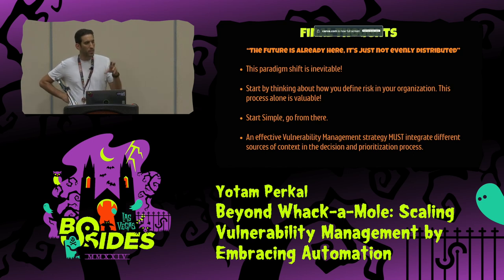And I will say, start thinking about how you define risk in your organization. This process alone is super valuable. And you can start simple. It doesn't have to be all the things. Even a decision tree with two nodes is something. And again, this is something that I can't stress enough. In order to effectively manage the risk, you have to take into account a lot of sources of context, basically various aspects of risk.